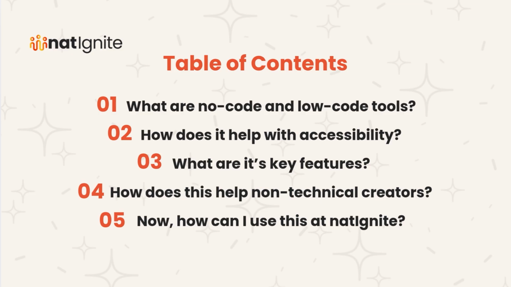So before I get into the content, I'll go over what we'll discuss today. I'll start by defining what no-code and low-code tools are. Then we'll look at how they can help with accessibility specifically. After that, we'll look at some of the key features of accessible tech and how no-code tools help non-technical creators. And finally, I'll briefly go over how you can use this in your projects for natIgnite.